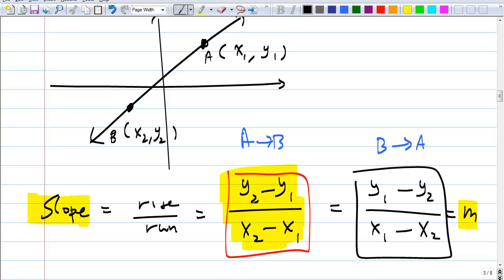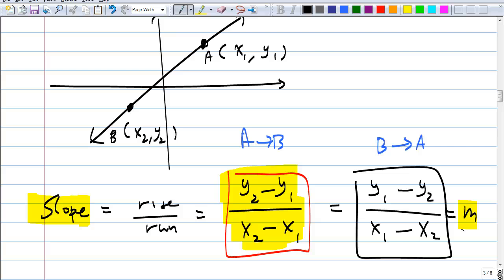Also, what letter do we like to use for slope? I think a lot of you already know. To represent slope, we use letter S. No, we don't use letter S because S looks like 5. So we use letter M for slope. Does that make sense?